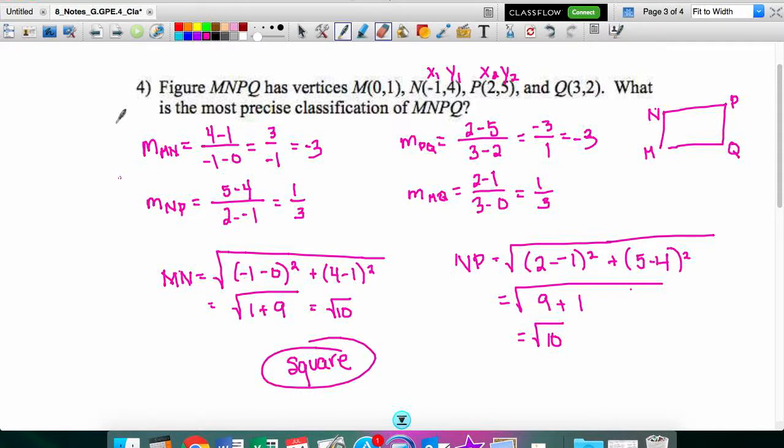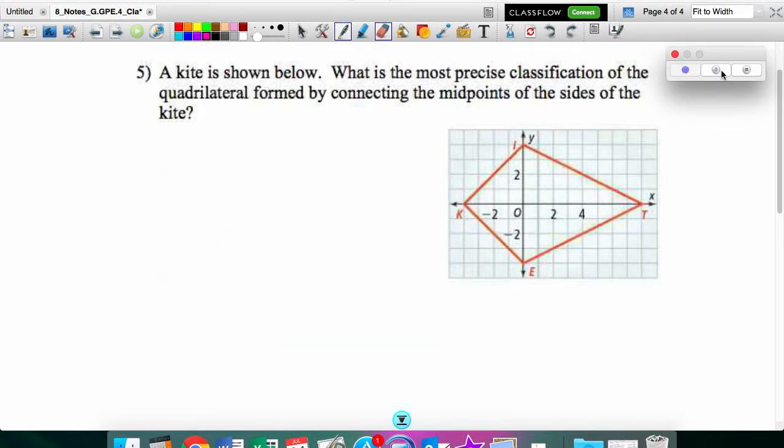Okay, and I believe we have one last problem. 5. A kite is shown below. What is the most precise classification of the quadrilateral formed by connecting the midpoints of the sides? So this problem is more complicated. They're not asking us to classify the figure here. They're asking us to classify a figure that we have to first create.